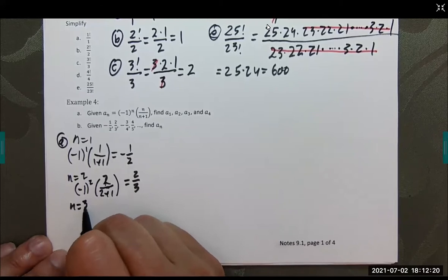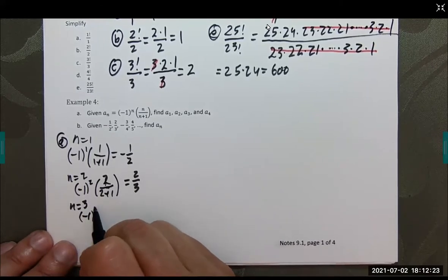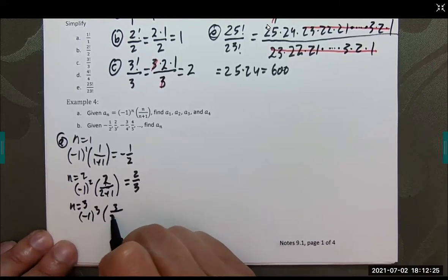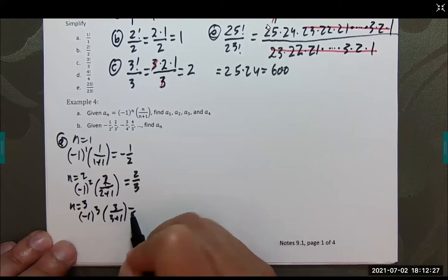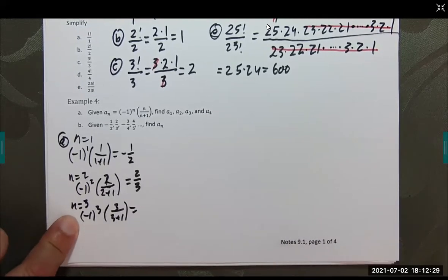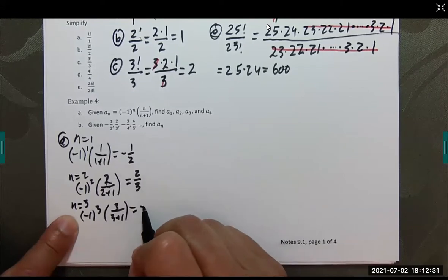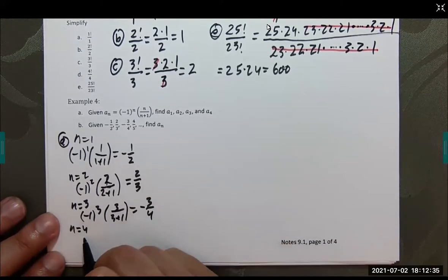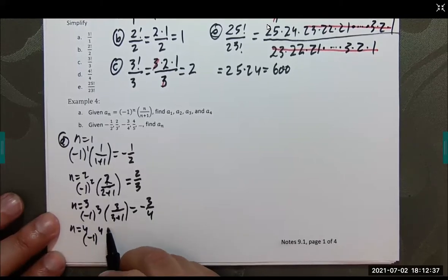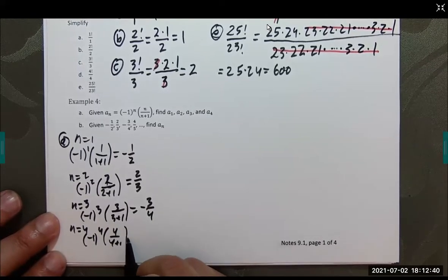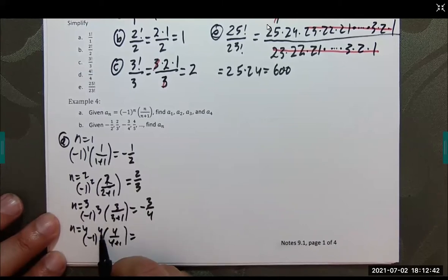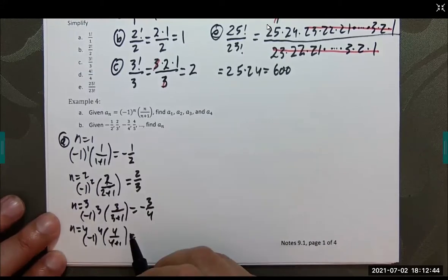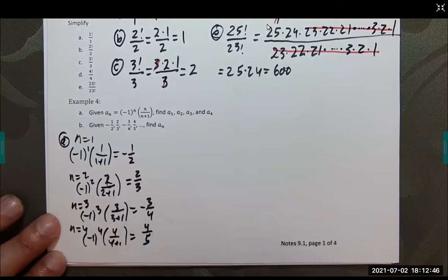n equals 3, negative 1 to the third, 3 over 3 plus 1. Negative 1 to the third is negative 1 again. This gives us negative 3/4, and n equals 4, negative 1 to the fourth, 4 over 4 plus 1. An even exponent is going to make that positive again, so we end up with positive 4 over 5.